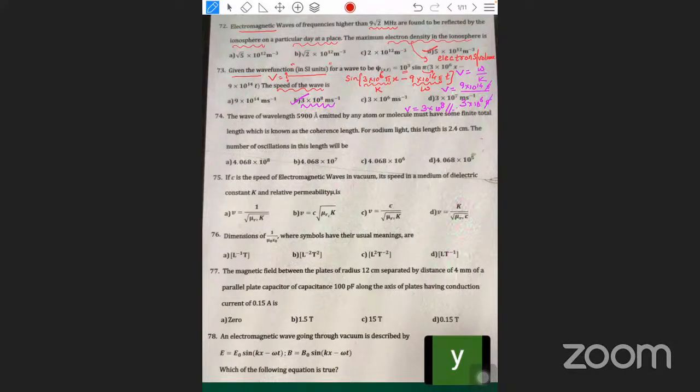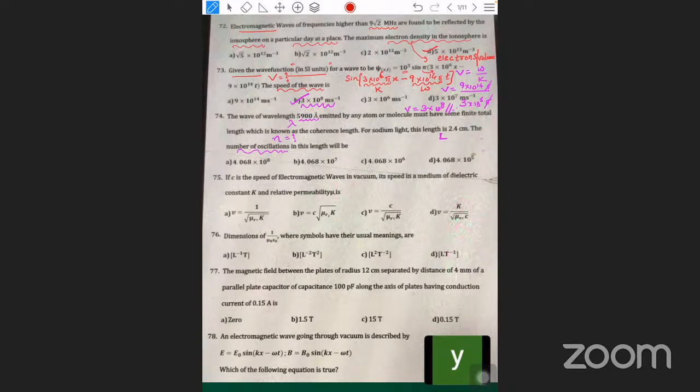Look at the next problem. The wave of wavelength. What's the wavelength they have given? 5,900 Angstrom. The sodium is having the length. Let us say the length is 2.4 centimeter. Now they are asking you to find the number of oscillations in this length. Let the number of oscillations be n.